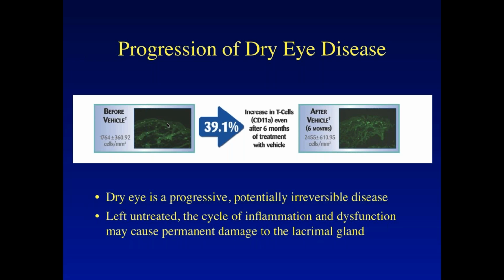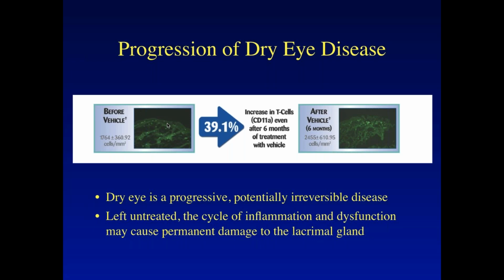But even in the group that just had artificial tears, the inflammation increased by almost 40% in 6 months. That means artificial tears do not control this disease. It's truly progressive. It's damaging. You've seen what happens to meibomian glands over time, lacrimal glands, ocular surface. You can't bring those glands back. And so the key is really to understand what's going on early.